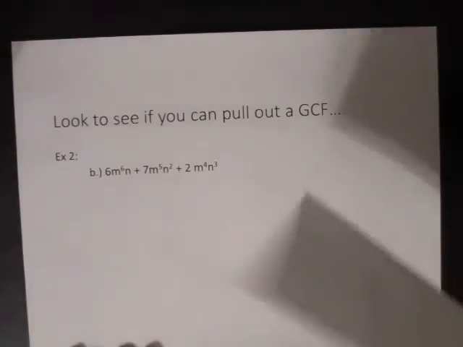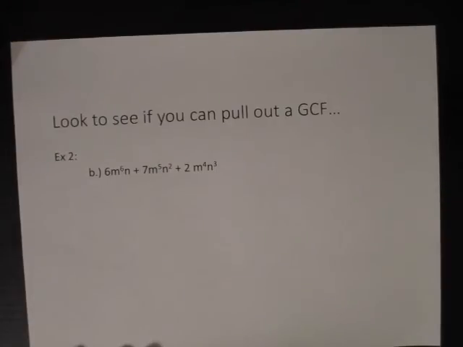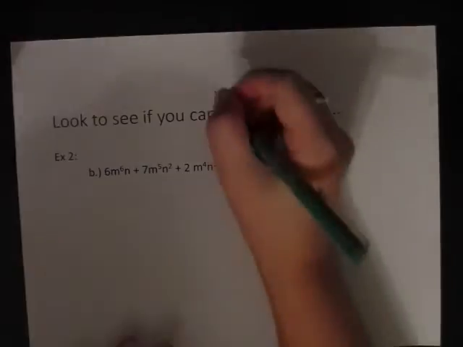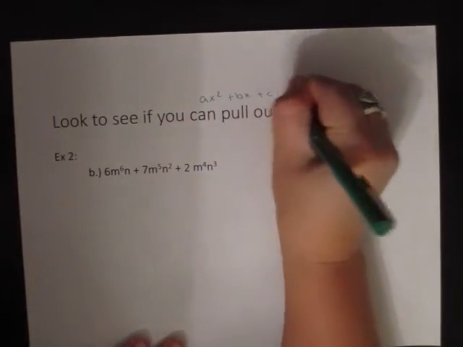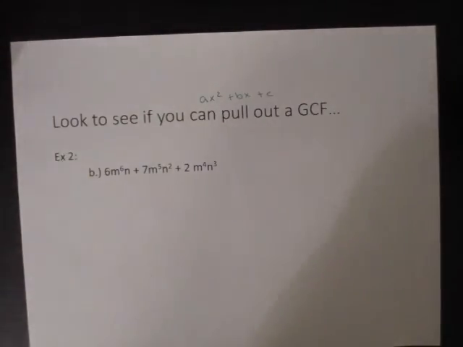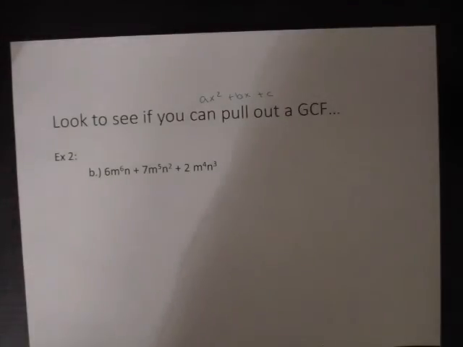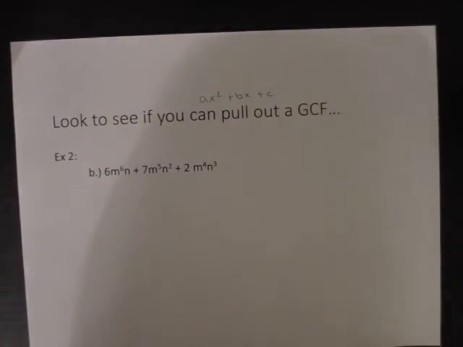Alright, I have one last problem. And this one's definitely going to take a little bit of work. Remember, I need to get it into the ax squared plus bx plus c form. So let me read it for you first, and then we'll approach it together. So we got 6m to the 6th n, plus 7m to the 5th n squared, plus 2m to the 4th n to the 3rd. Alright, so there is a lot of chaos going on in this problem.